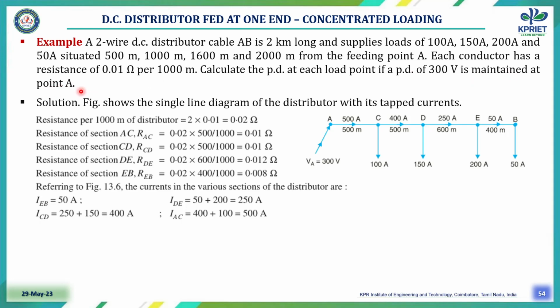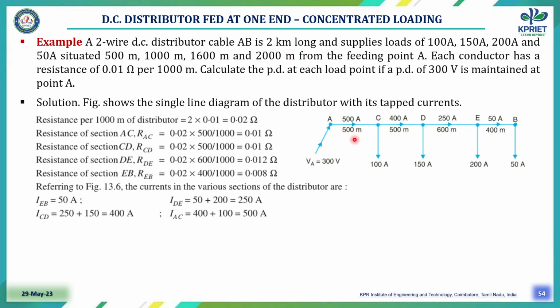So we are going to solve this problem theoretically as well as verify it with the simulation result. Now we have to start with the calculation. How are we going to arrive at the solution? The first step is to start with the diagram. A two-wire distributor AB is of length 2 km.